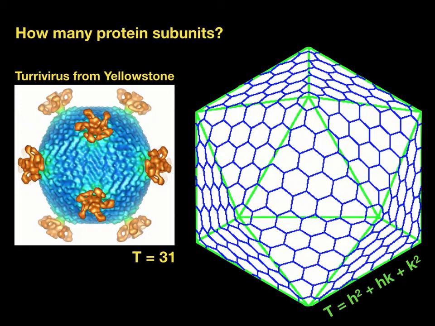We see some decoration here as well in each of the pentamers. So if we look at the whole capsid, we can locate the pentamers very easily. So now we have a T31. How many subunits would make up this structure? Or if you don't have a calculator, how can we know? Multiply by 60. This would have 1,860 subunits forming this capsid.